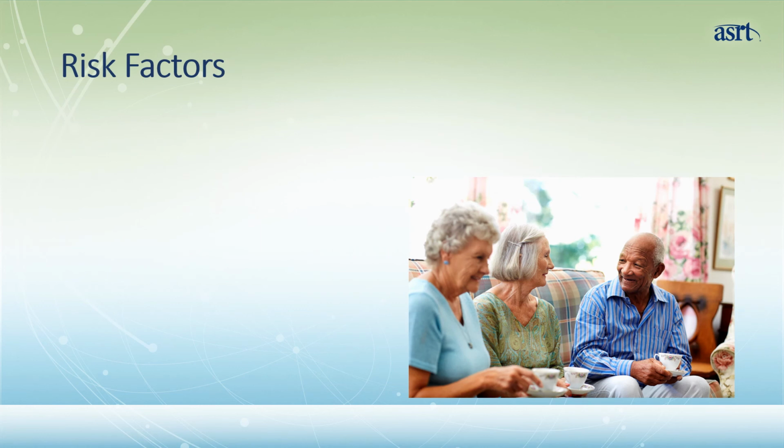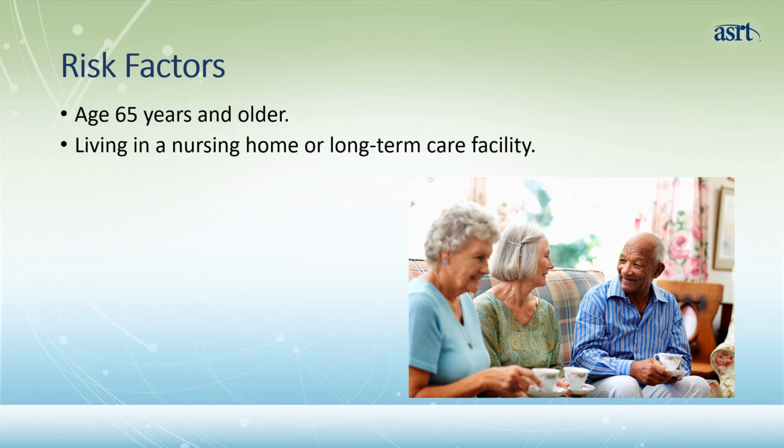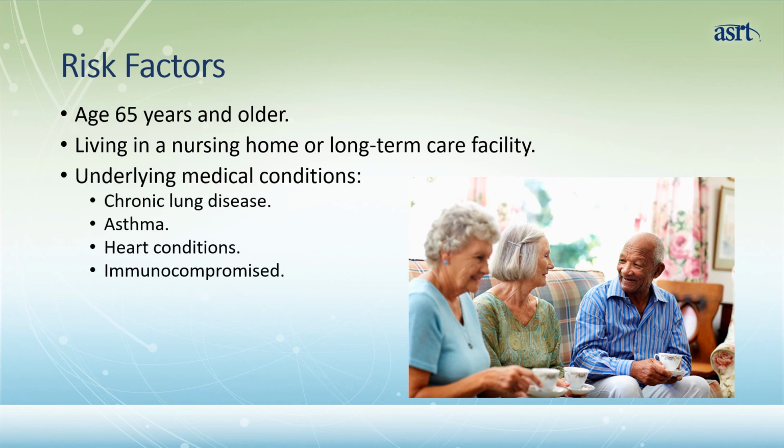Because COVID-19 is a new disease, there is limited information about risk factors for severe forms of the disease. Currently available data indicates that those aged 65 or older, or living in a nursing home or long-term care facility, are at greater risk. Anyone with an underlying medical condition is also susceptible, including people with chronic lung disease, moderate to severe asthma, serious heart conditions, or people who are immunocompromised.